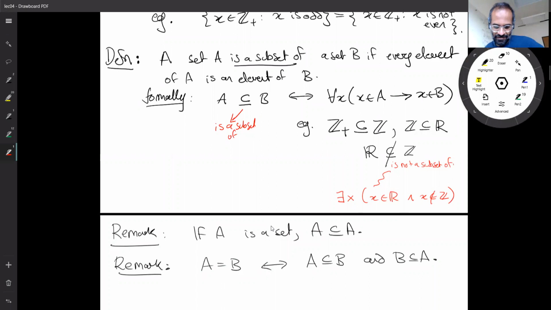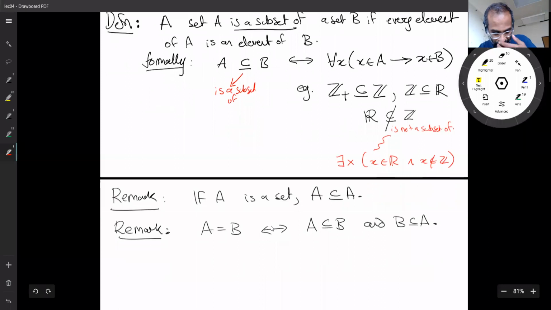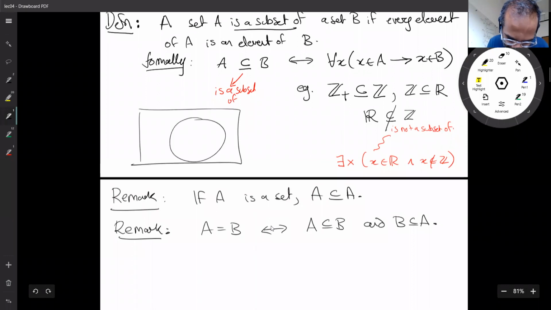Okay, so that's the notion of being a subset. Any questions about this? Okay. There's a Venn diagram associated with this: if you have a set A, then B is a subset of A means that B is sitting in here somewhere. The Venn diagram is boring for this, but that's what it says. But B could be equal to A.